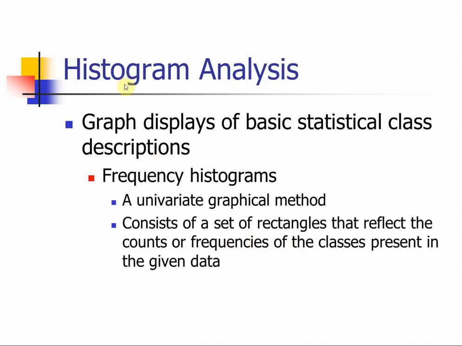Of course, another way of showing the distribution, which we probably use more frequently or see more easily, is histogram analysis. Graphs display basic statistical class descriptions. A histogram, a univariate graphical method, consists of a set of rectangles that reflect the count or frequency of the class presented in the given data.